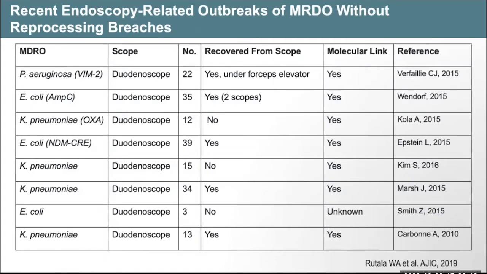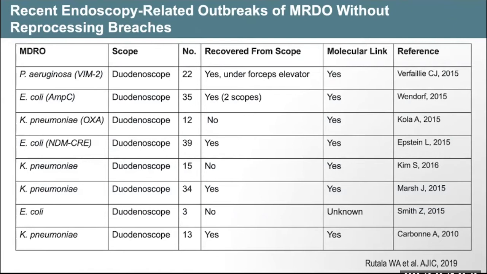Now, what's happened more recently, and this is only a summary, more than 25 outbreaks have been described, usually of duodenoscopes, which are also called ERCP scopes, which are the most complex of the endoscopes we use. And this was despite doing everything correct in the cleaning and disinfection protocols, following the manufacturer's instructions exactly. And now we've had outbreaks, and I'll tell you a little bit why.